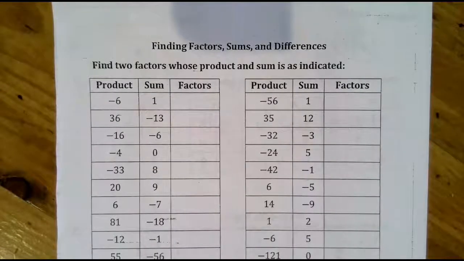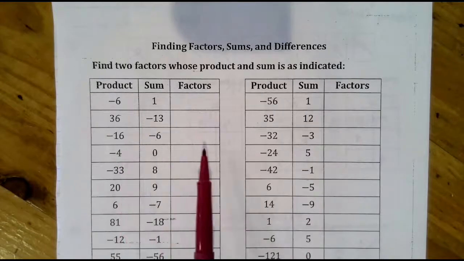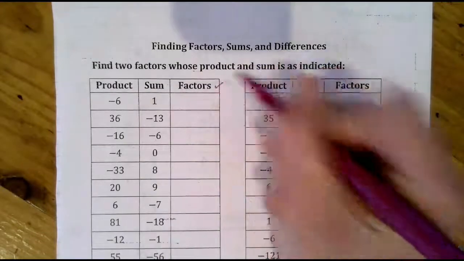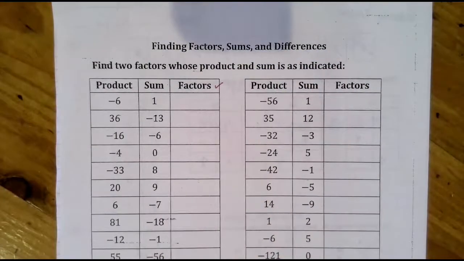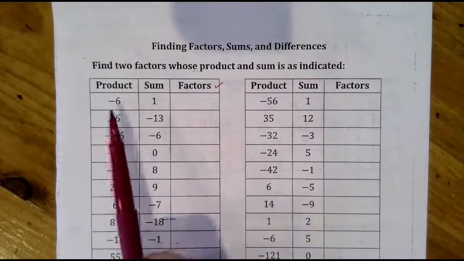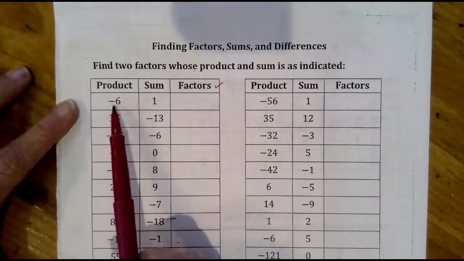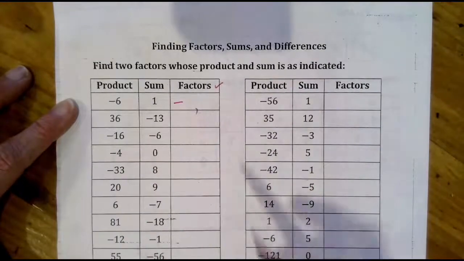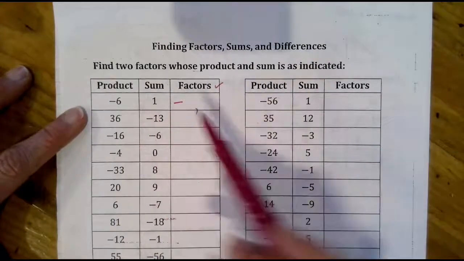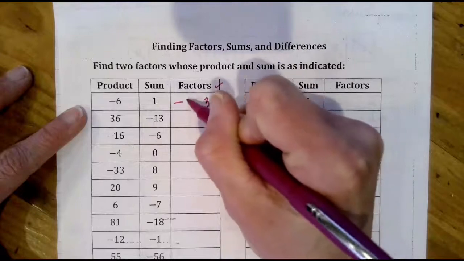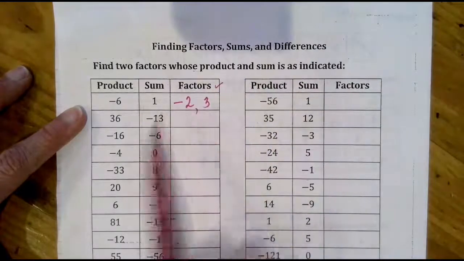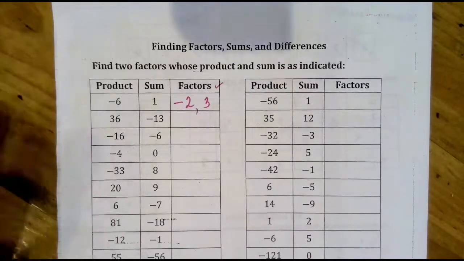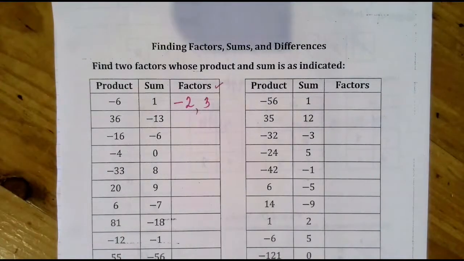All right, so flip over on the back. And what we want you to do is pay attention to the product and sum, and I want you to come up with two factors. Find two factors whose product and sum is as indicated. If I have a negative product, one of my values is going to have to be negative and the other is positive. If I have a positive sum, that means that I have more positives than negatives. So go ahead and fill this in and check your work when you're done.